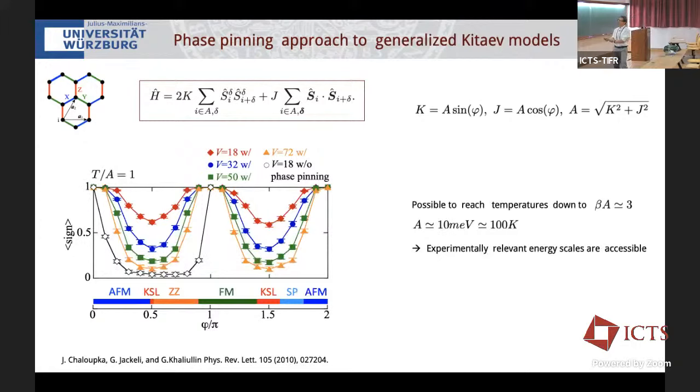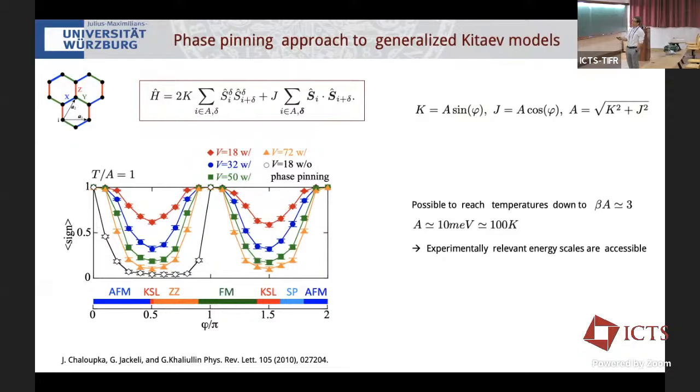This phase spinning method is a very special approach, and you can do other approaches. So this is as a function of this angle phi between K and J, and this is the average sign. The average sign is the worst for the Kitaev parts, for the Z2 spin liquid parts. And if you put yourself at V equals 18, without any phase spinning, you get this average sign here, which is rather bad. This is at a high temperature, so you won't go very far with this method.